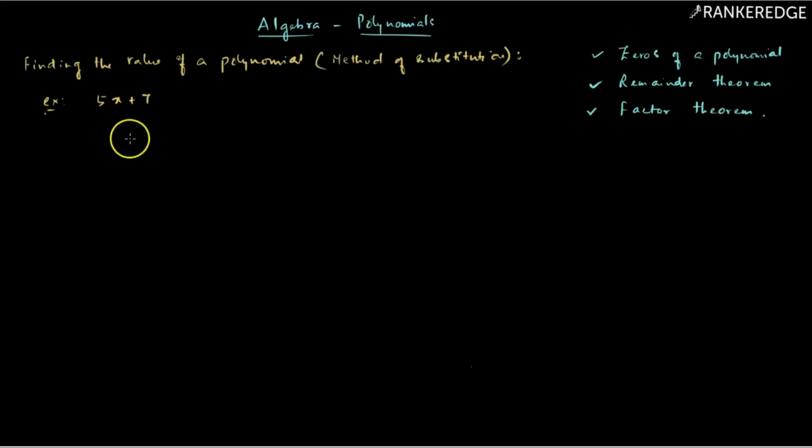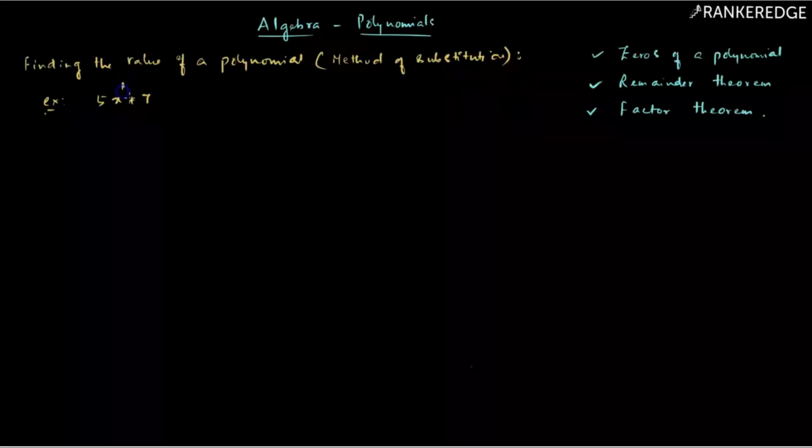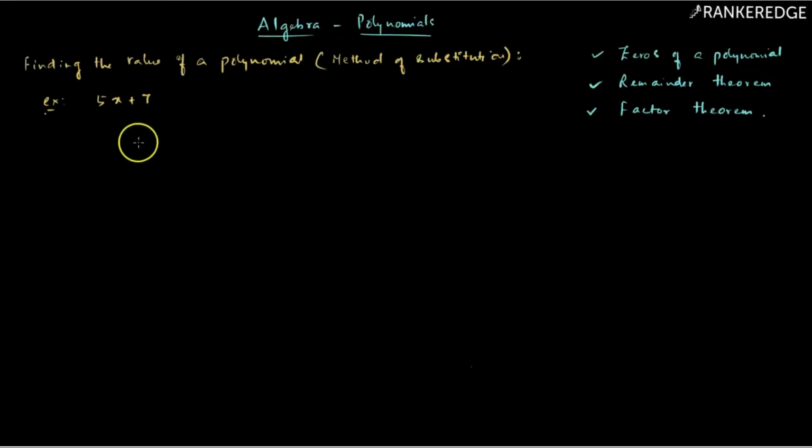The variable is x, and it's a linear polynomial because the highest power of the variable in any term is 1. So it's a linear polynomial in one variable. We have to find the value of this polynomial given the value of the variable. Let's say the value of the variable is 0. Then what is the value of this polynomial?